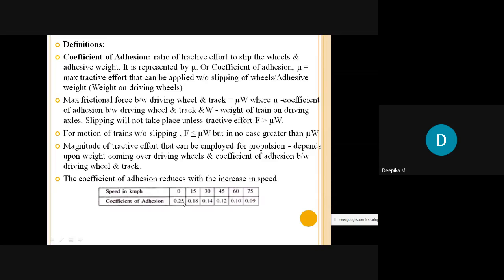If the speed is 0, then usually it is 0.25, and if we keep on increasing the speed, then the coefficient of adhesion is going to reduce. The coefficient of adhesion with clean and dry rails will be 0.25. If it is a wet or greasy rail, then it may be 0.08.